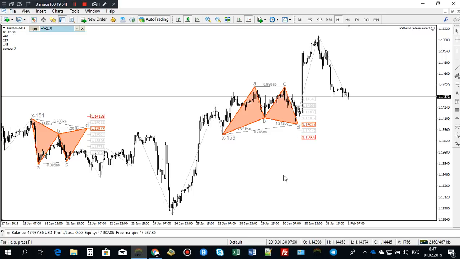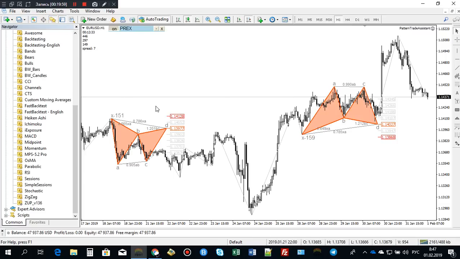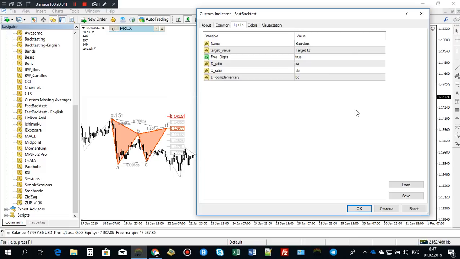This is because I created the Fastback test utility, and let me show you how it works. I will simply attach one to the chart. I will name the output file, and let's say I'm analyzing the Prax algorithm, Prax 12. It is the period of the algorithm. I will be using a one-to-one target, that's why I'm using this code of target 12, and 5 digits is true. The D point ratio is the retracement of XA.